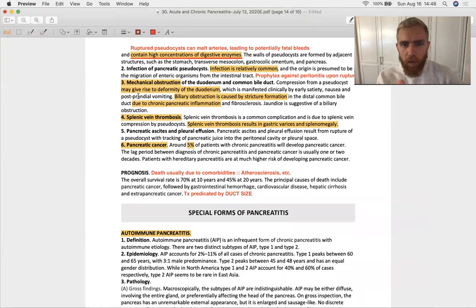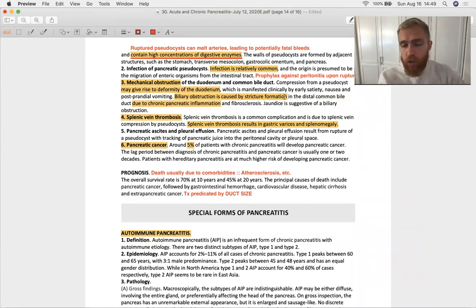Mechanical obstruction of the gut, typically the duodenum. It's caused by compression from the pseudocyst. So again, what are you going to see? You're going to see an X-ray with a small bowel that's blown up like a balloon, right?